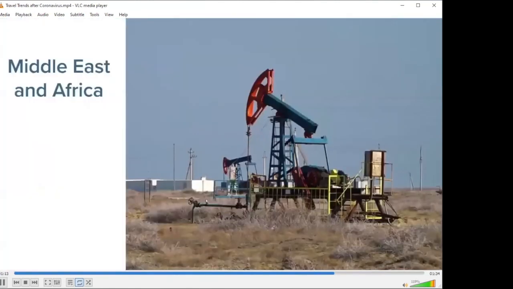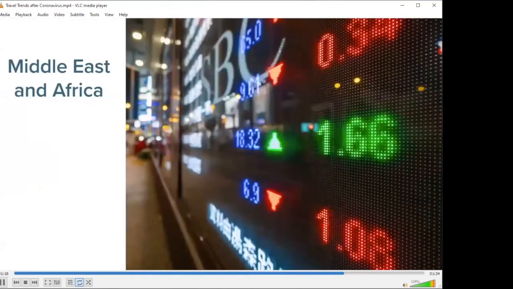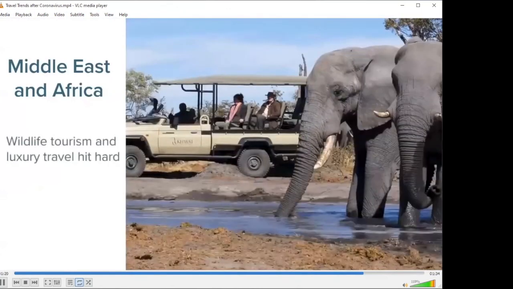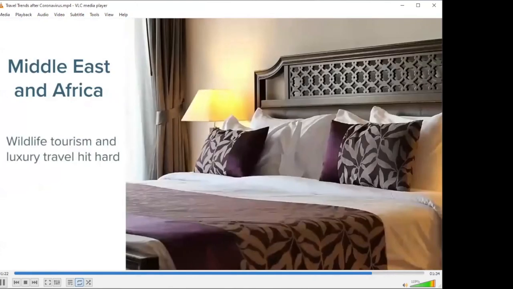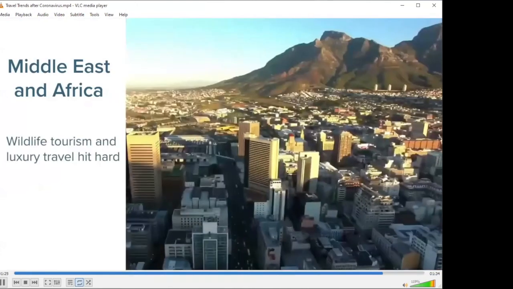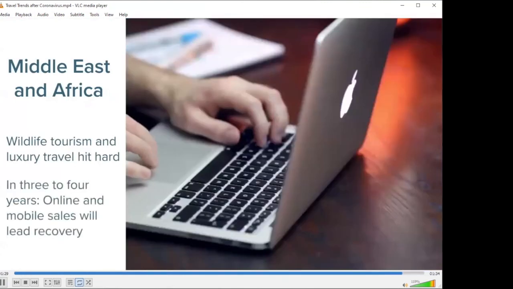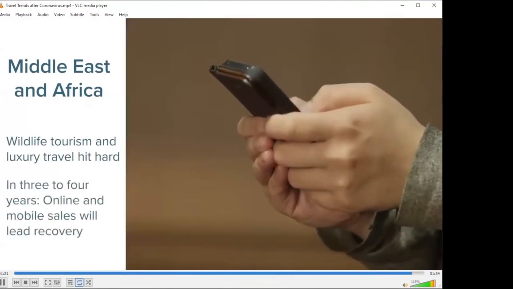Historically low oil prices added to the economic impact of the pandemic in the Middle East and Africa. Wildlife tourism and luxury travel were catastrophically hit, and hotel chains are pulling out of some African countries altogether. However, over the next 3 to 4 years, online and mobile travel sales have the brightest outlook for recovery.